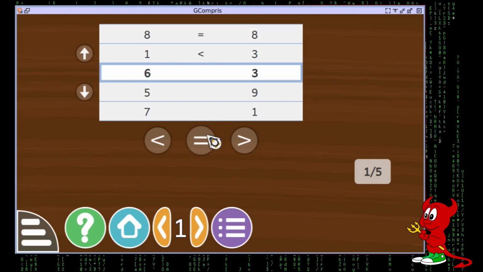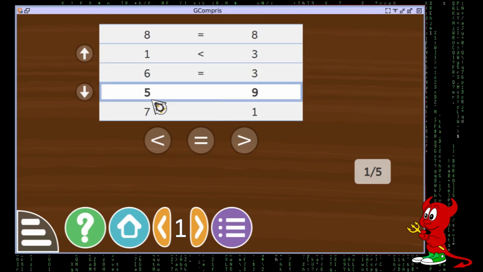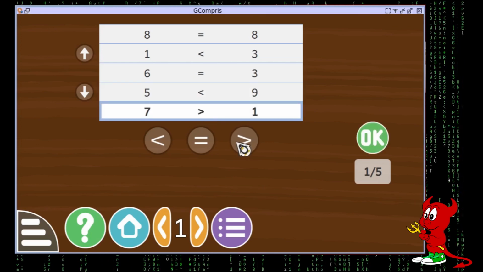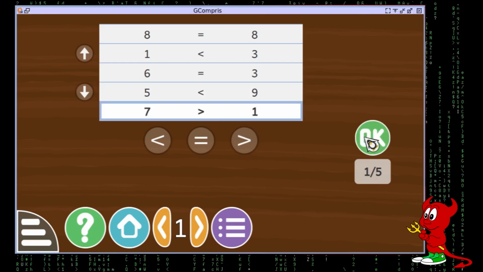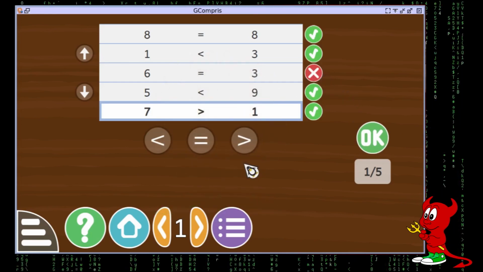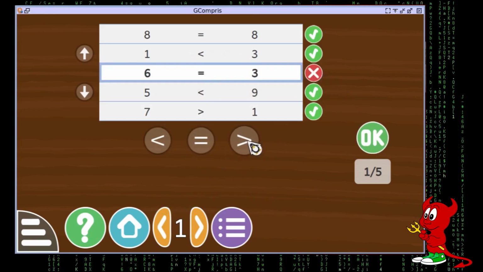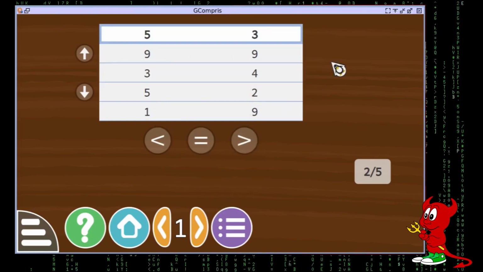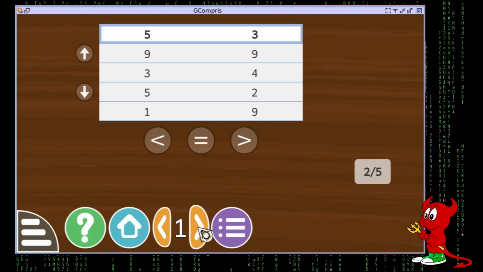Let's imagine that I do a mistake here. 5 with 9, 7 with 1, and evaluate the results. We got one wrong. So now we got the happy flower, we can continue.